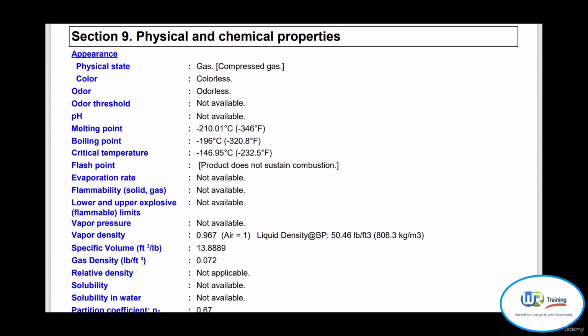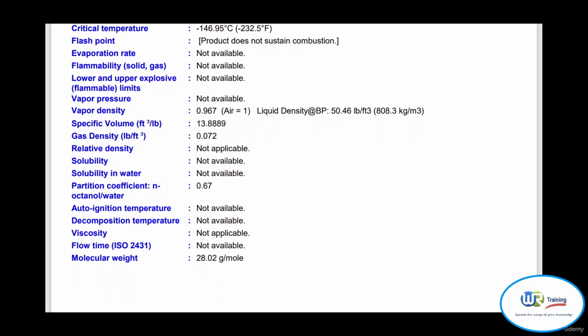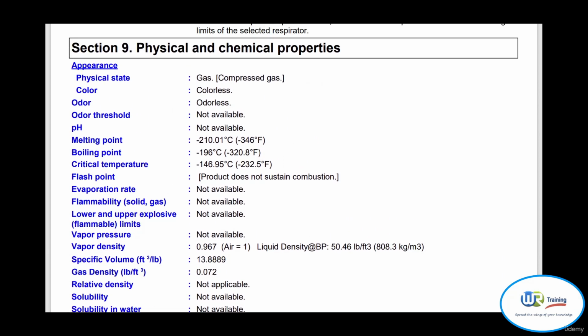Section 9 covers the physical and chemical properties of nitrogen. As seen here, melting point, boiling point, critical temperature, density, and molecular weight are provided. When a property is not applicable or not available, it is mentioned in front of it. For example, lower and upper explosive limits are not available, simply because nitrogen is not a flammable substance.